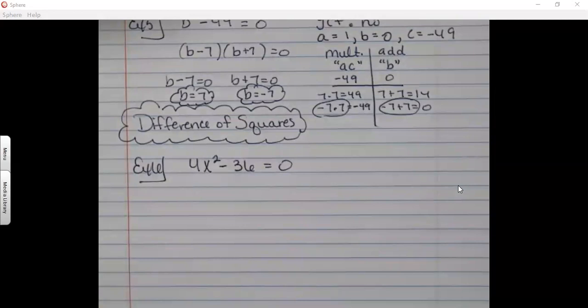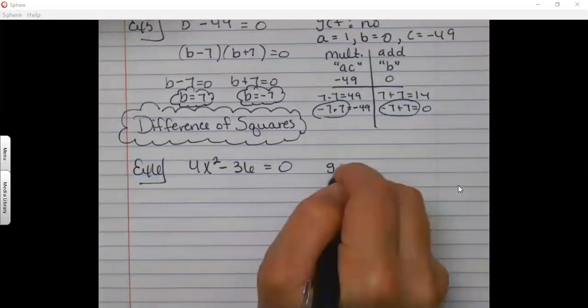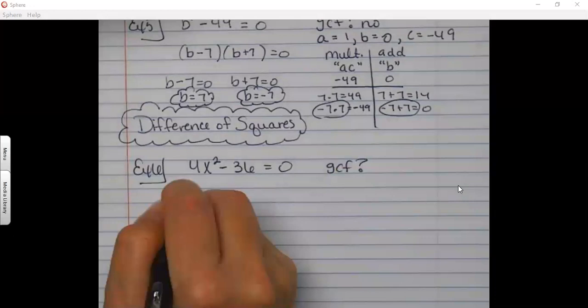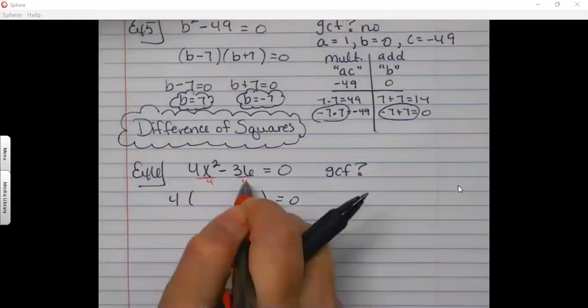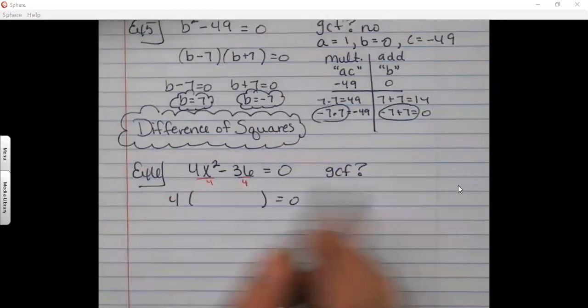But before we do that, did y'all notice it has a GCF? Don't we always take care of that first? Oh man. So what is the GCF? Not 4 squared, just 4. So I'm going to factor out a 4 from both terms. What is 4x squared divided by 4? X squared. What's negative 36 divided by 4?